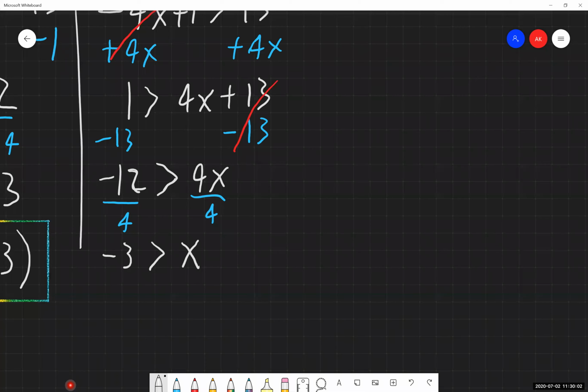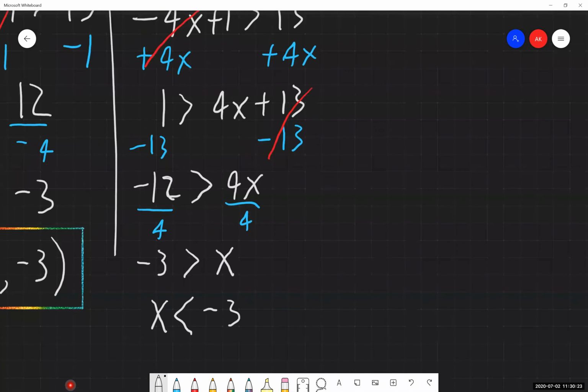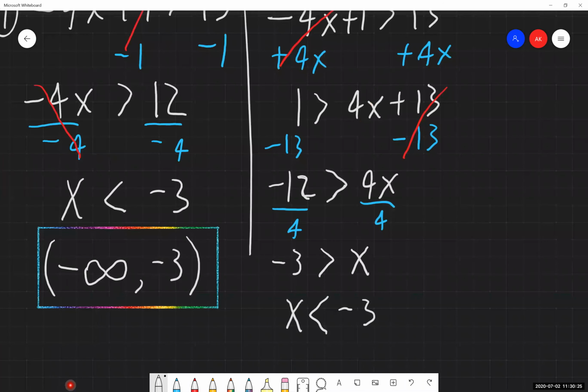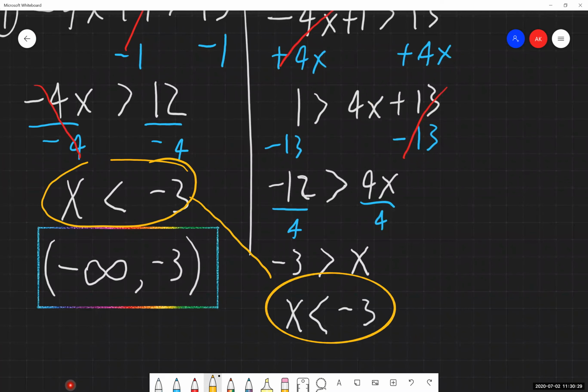So if you wanted to rewrite this, so we have our variable on the left-hand side, which you're welcome to do. Again, just make sure that the inequality is always facing the larger value. The alligator wants to eat the largest thing possible. And we get x is less than negative 3, which is the same thing that we got over here.